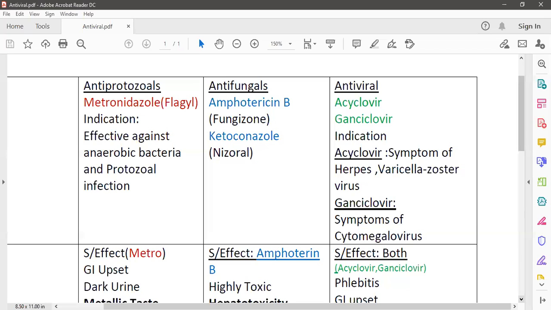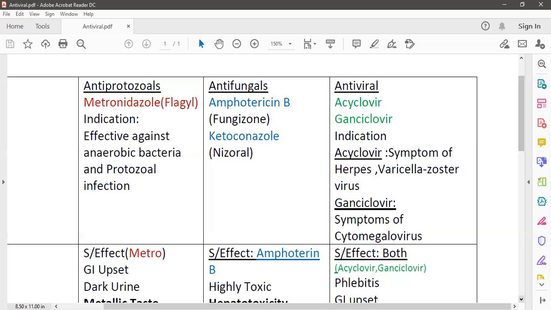Sometimes we use antifungals for systemic infection. It is called systemic antifungal. For serious systemic infections such as cryptococcal meningitis, in that kind of scenario the doctor prescribes a systemic antifungal. Very few antifungals you can buy over the counter, right? Most commonly we use amphotericin B and ketoconazole, right?